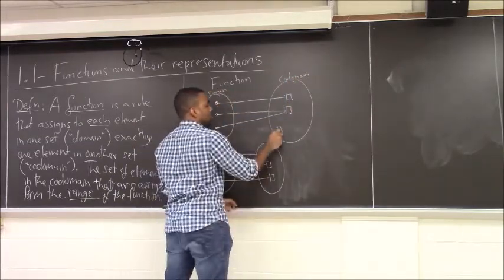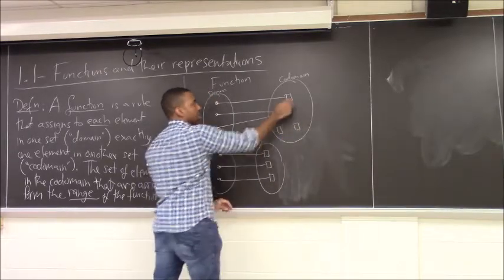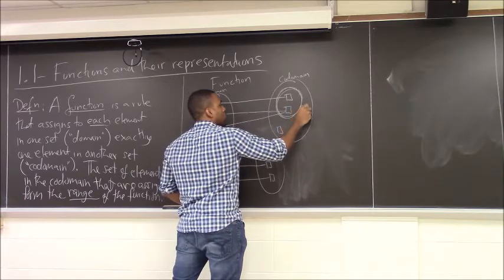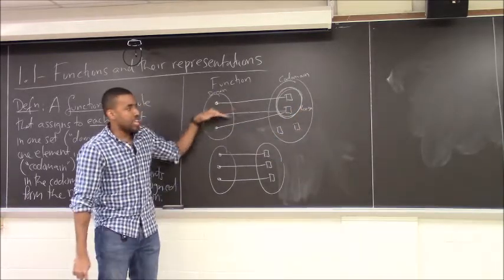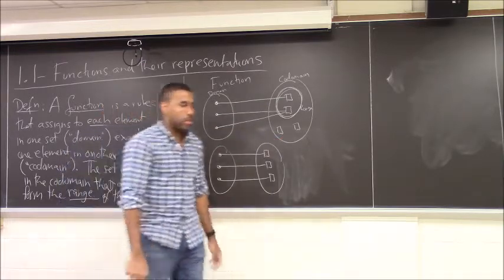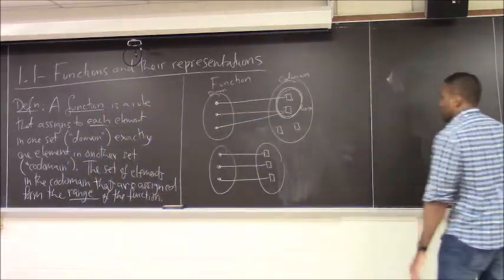Okay. Now I can have things in here that are not assigned, but the things that are assigned form their own group, and I call those the range. Right, so the range are the guys that are actually connected. You can have guys that are not in the range, but are in the codomain. So that's a function.